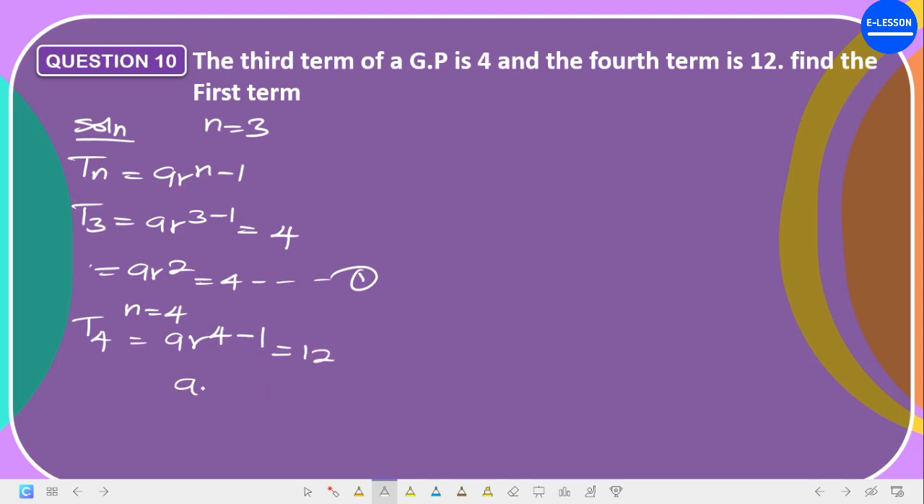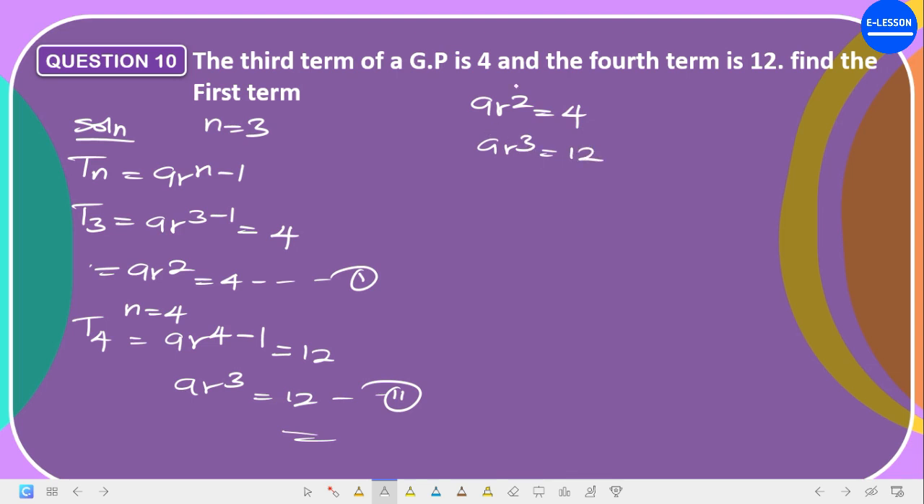So this gives us a r to the power of 4 minus 1, which is 3, is equals to 12. So the next one is this, equation 2. So we are now going to solve equation 1 and 2. First one says a r squared is equals to 4. Second one says a r cubed is equals to 12.